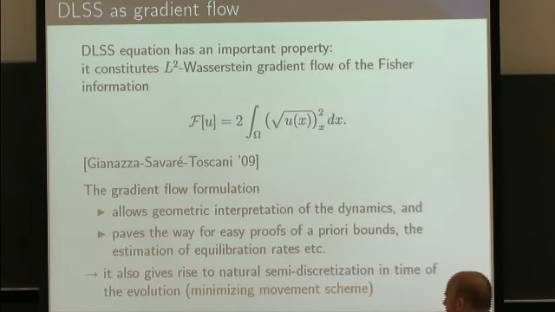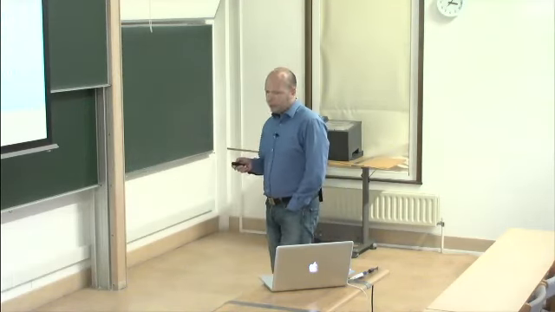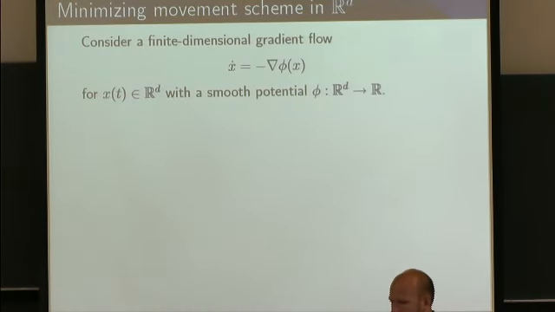And it also gives rise to a natural semi-discretization in time of the evolution, the so-called minimizing movement scheme. And this is the key idea that is behind our scheme. So I will shortly introduce you to this minimizing movement scheme. And to do that, let's consider a simple situation now in finite dimensional space, R^d.